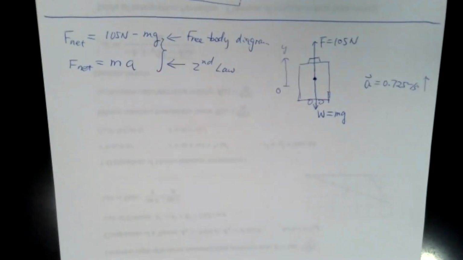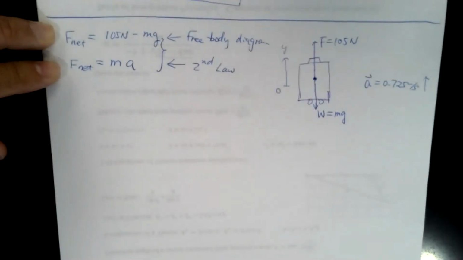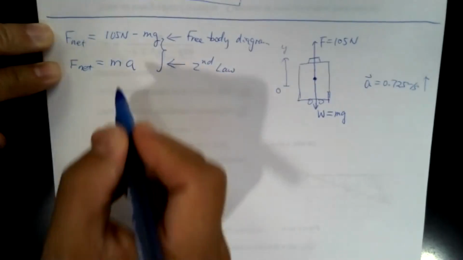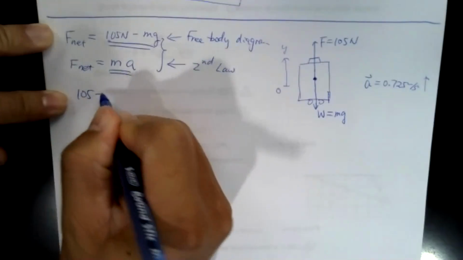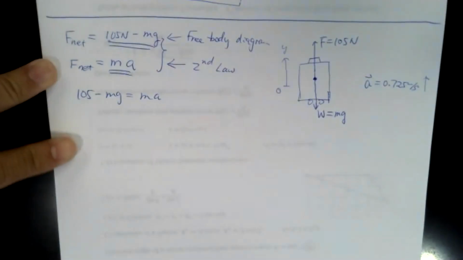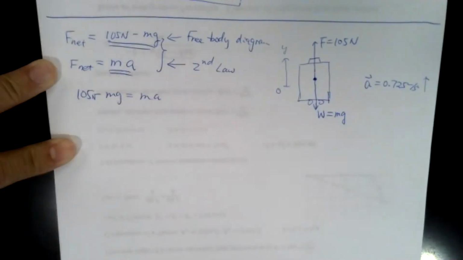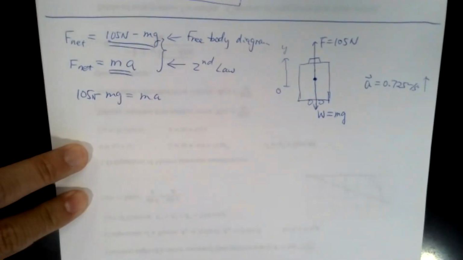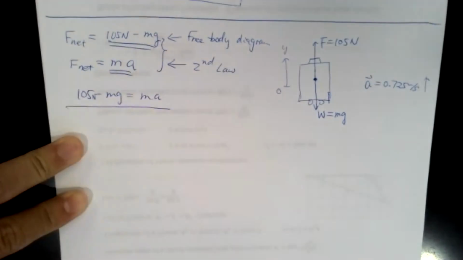All right. Now you probably realize that the left-hand side of the equations are the same, right? So then the right-hand side should be equal to each other. So 105 minus mg should be equal to ma. All right. Or if you want, you can put the newtons here for the units.